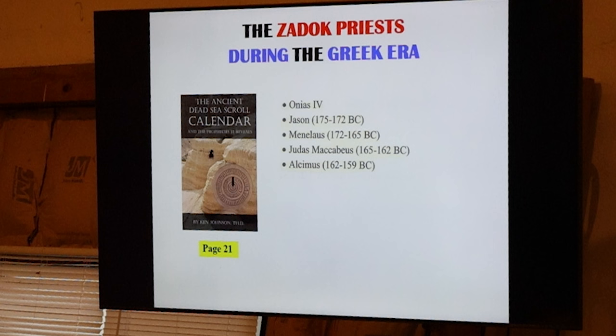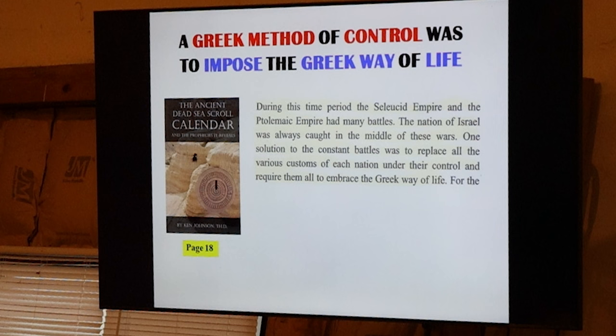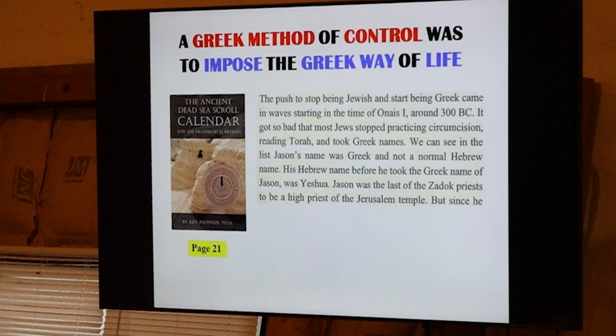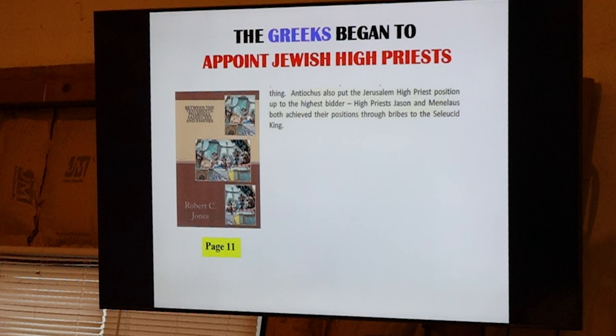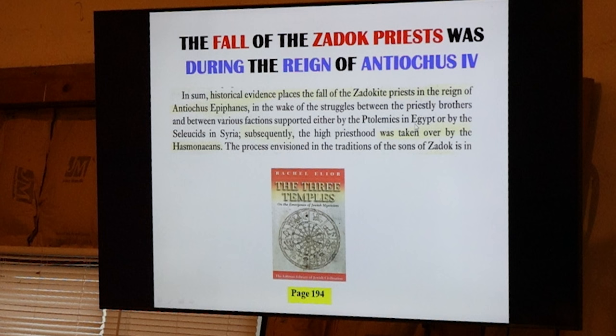So ultimately, from the Greek influence, given that the Greeks wanted to impose their way of life, the Greeks began to appoint the high priests. And so here it says the high priests Jason and Menelaus both achieved their position through bribes to the Seleucid king. Paid positions. So the ending of Zadok priests being the priests happened during the reign of Antiochus Epiphanes IV.